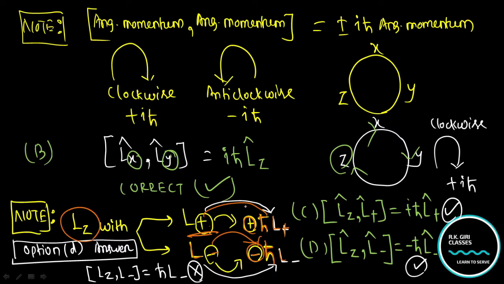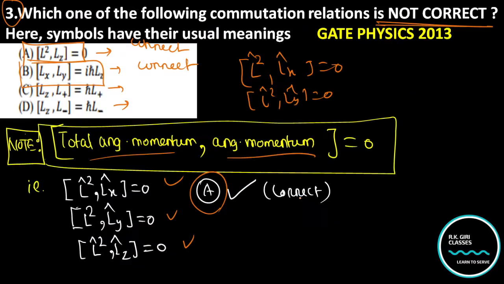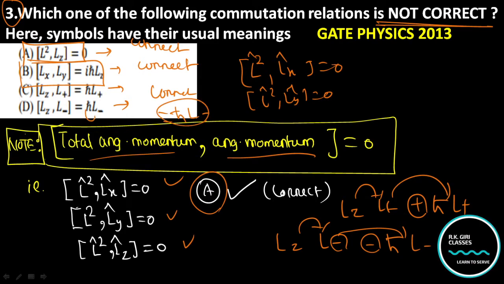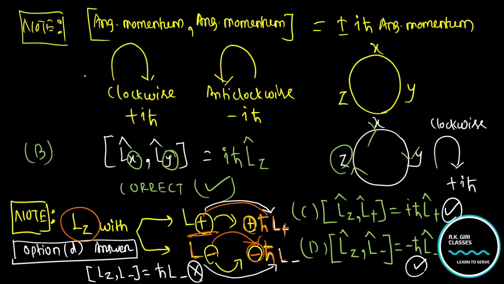So in your option C, the option C was like this, that is Lz with L plus, right? That means plus h cut, and copy paste h cut L plus. This is correct. Now option C, Lz with L minus, right? Lz with L minus, that will be minus h cut, and just copy paste, it is minus h cut L minus. That would have been the correct answer. That means this is incorrect. So your option is D, that is answer is D.